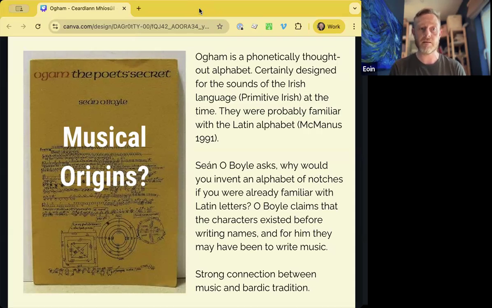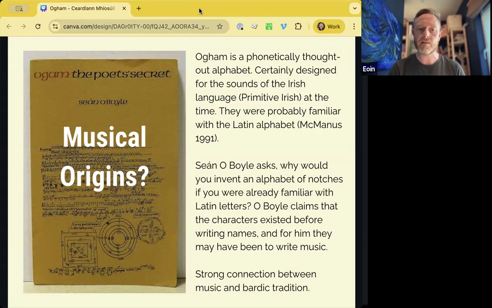What I've read in Sean's argument is that Ogham is phonetically taught as an alphabet, and it was designed for Irish. So that all fits. And whoever came up with Ogham was probably familiar with the Latin alphabet. It was informed by, okay, this makes sense. You have consonants, you have vowels. They were following a pattern that had been figured out by civilization.